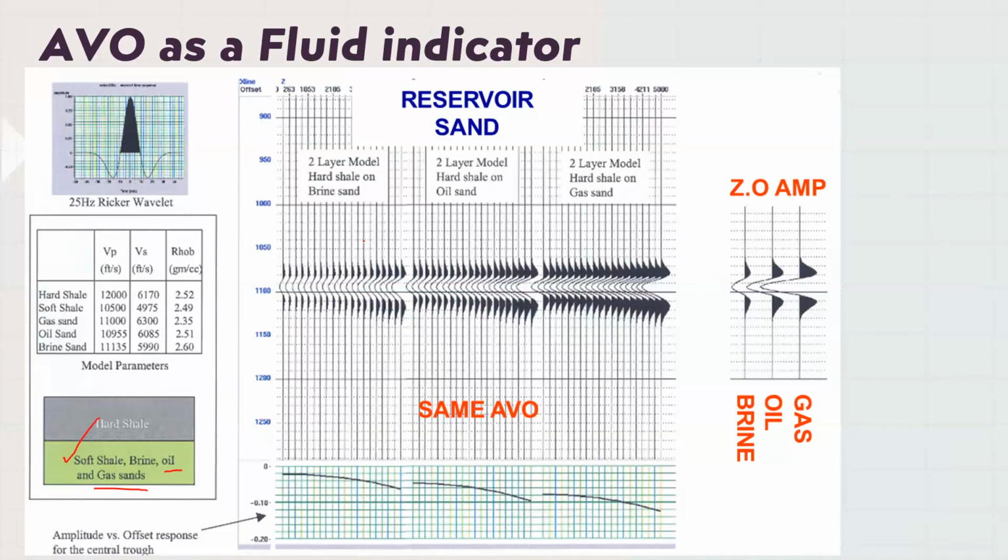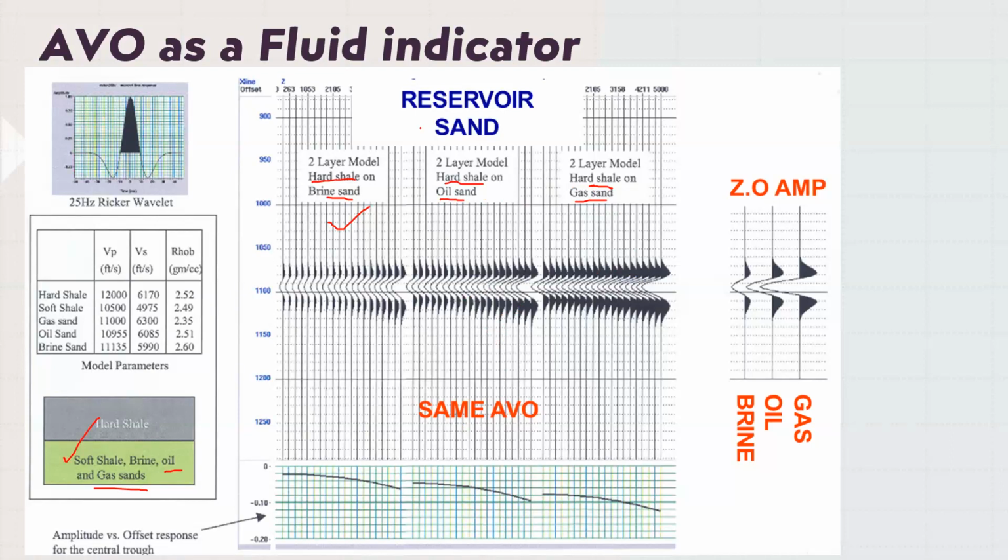In this case, the first is hard shale on brine sand. The second model is hard shale over oil sand. And the third model, which we have taken here, is hard shale on gas sand. So how will the AVO, amplitude variation with offset, behave? When we look at these models, this AVO analysis can differentiate whether it's oil, brine, or gas sand.